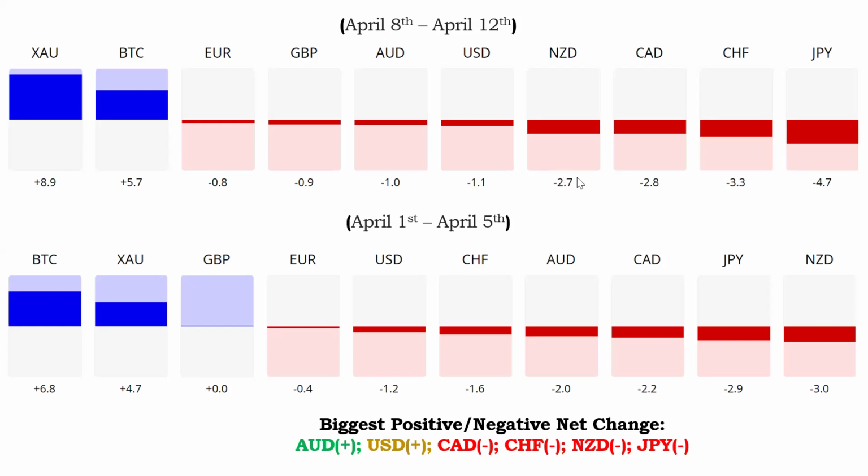Now, let's look at the New Zealand dollar. It moved from negative 3.0 to negative 2.7, so it's still weak. And then the Canadian dollar is at minus 2.8, and last week it was minus 2.2, so further depreciating. But don't forget we have interest rate decisions on the Canadian dollar, NZD, and Euro. And then the Swiss franc moved from minus 1.6 to negative 3.3. And then the Japanese yen is at minus 4.7. So this is showing extreme oversold. So I will be careful.